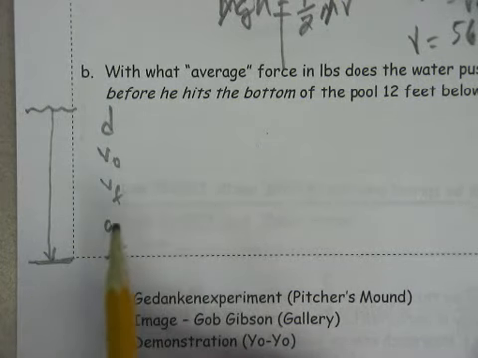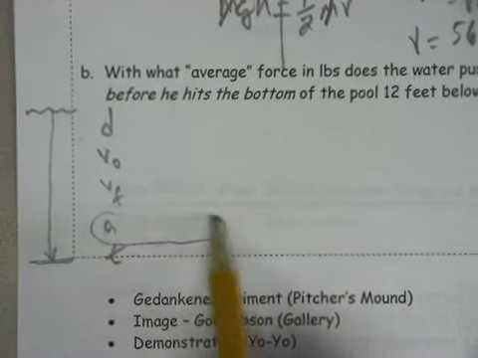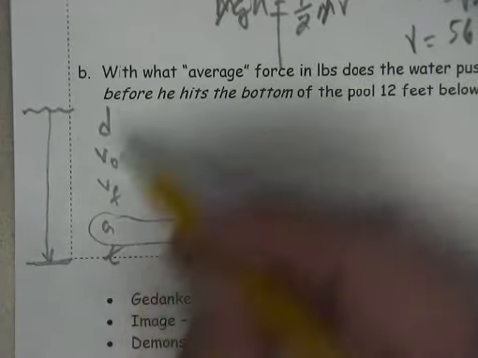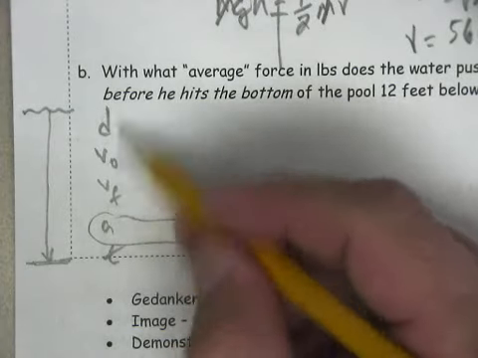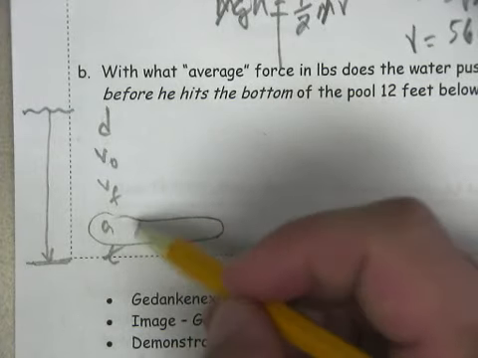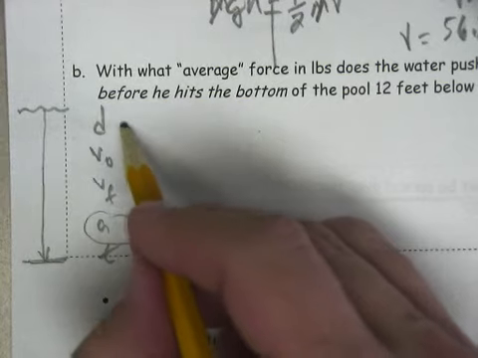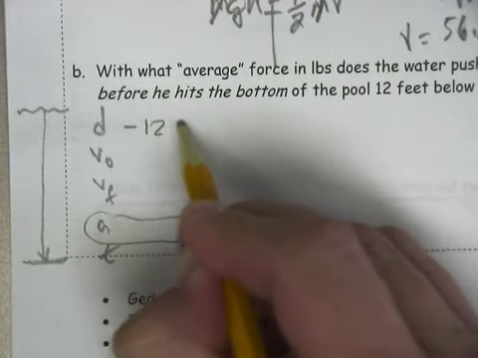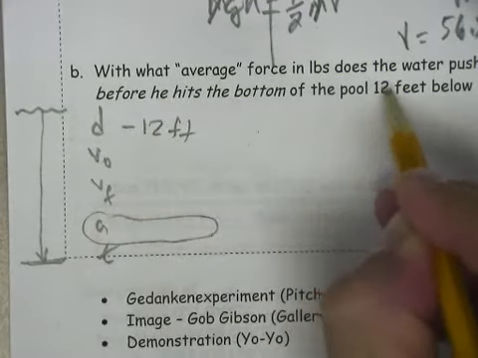So we need the acceleration. I'll show you why here in just a bit. We need the acceleration, so we need three of the other four to be able to get the acceleration. Well, I know the distance because that's negative 12 feet. That's what they said right here.